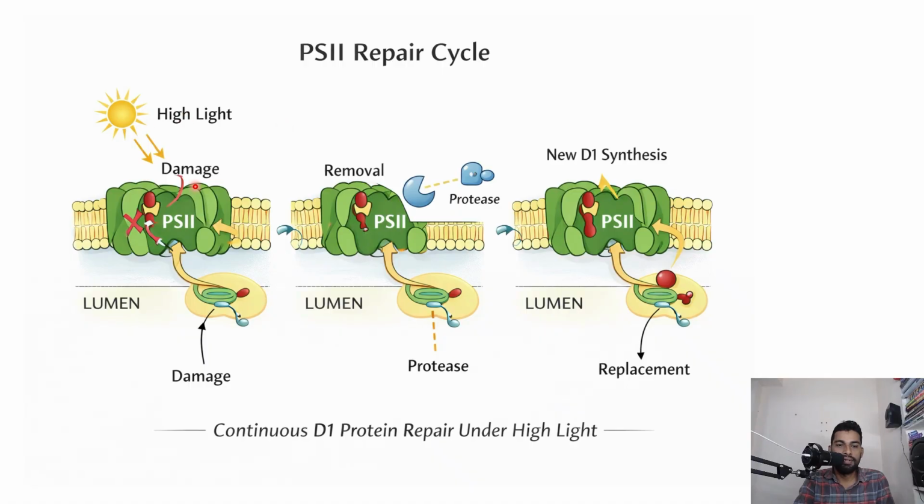There is a highlight. Damage happened to the D1 protein of PS2. So here is where the damage happened, and this should be removed. It will be removed by a protease enzyme. So it is removed here. Now it should be synthesized and replaced by another new D1 protein.